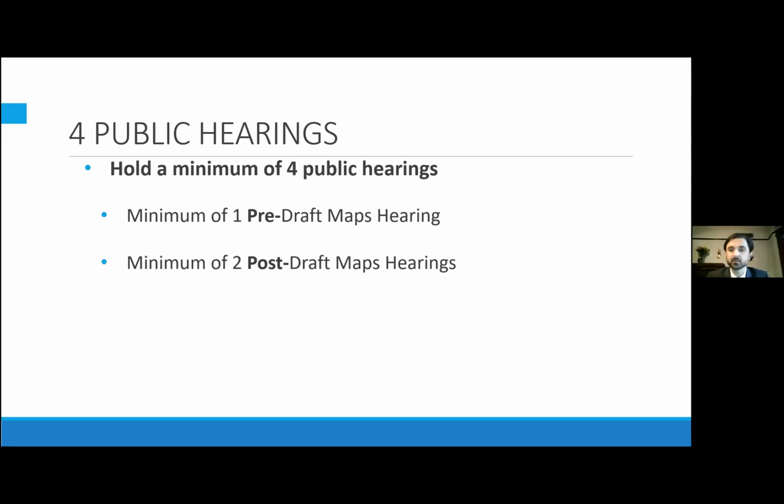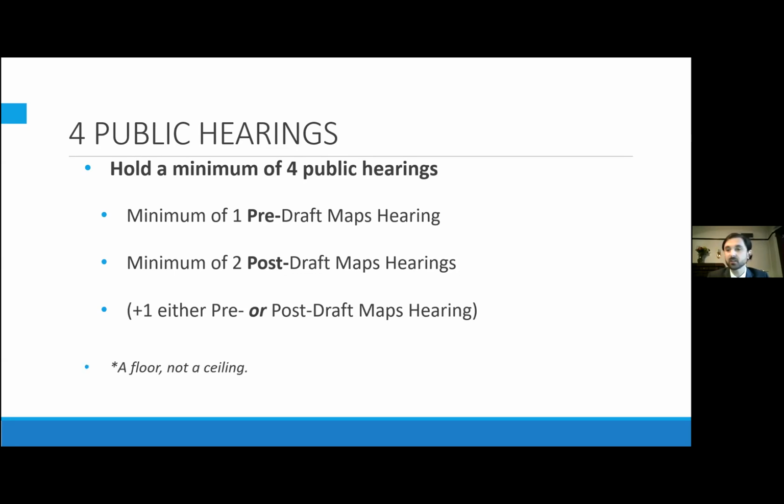You also need to do 2 post-draft maps hearings. So after the city or county has released its draft maps that it wants to consider, there needs to be an opportunity for the public to provide comment on what they think of those draft maps. Now, for those of you who are good at math, you'll see that there's 4 public hearings, but 1 + 2 only equals 3. So the answer is that that 4th public hearing can either be a pre-draft map or a post-draft map. That's in your discretion. So you can have 1 pre-draft map hearing and 3 post-draft map hearings, or you could do 2 and 2.